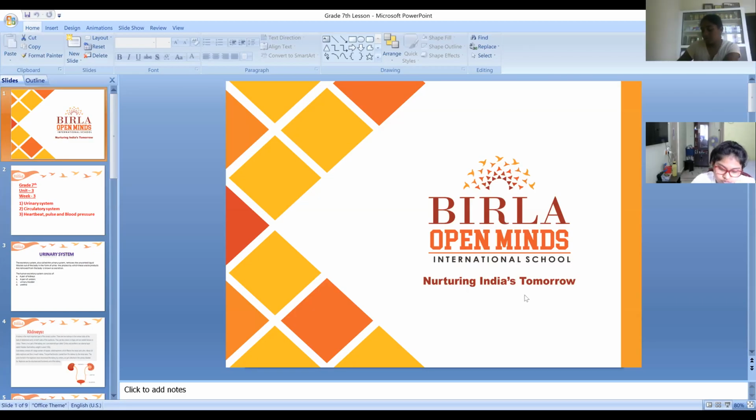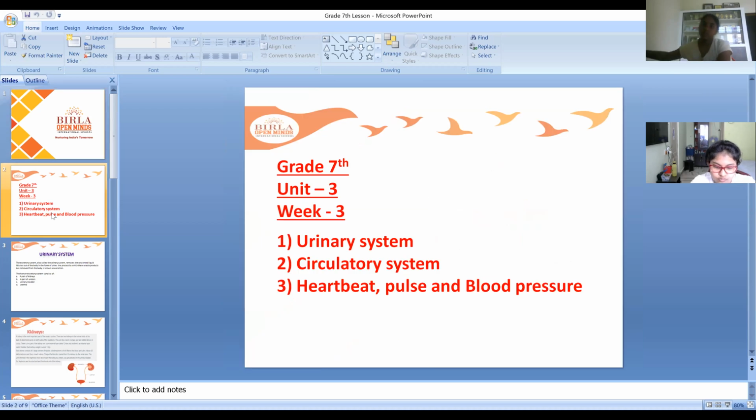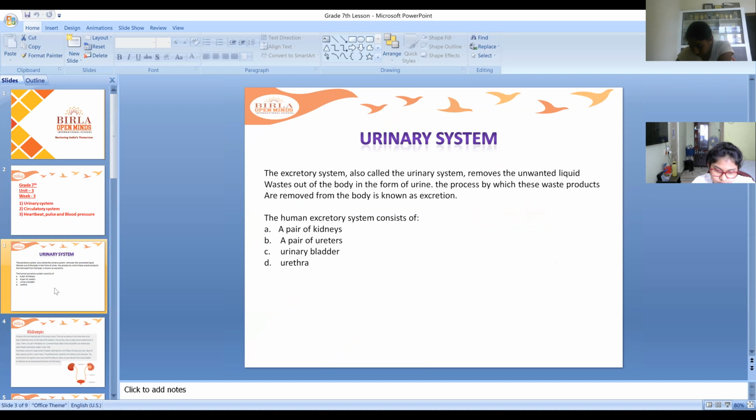So we were discussing the urinary system. In this unit and this week, we are going to discuss the urinary system, the circulatory system, heartbeat, pulse, and the blood pressure. So today we are discussing the urinary system.